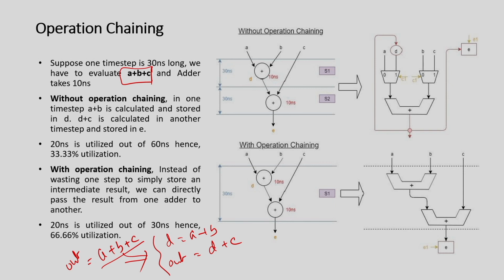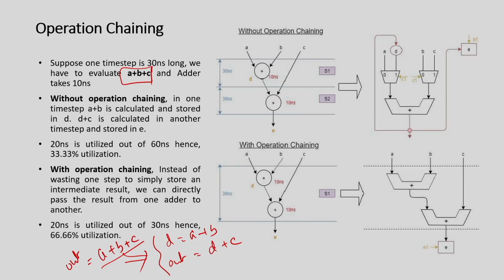That is what is called operation chaining. You already know that a multiplier is a much more complex operation than an adder operation. So if you schedule one multiplier and one adder in the same time stamp, some of the time the adder will remain idle. So instead of doing one addition at a time, you can actually perform two addition operations in chain in the same time. That is what is called operation chaining.